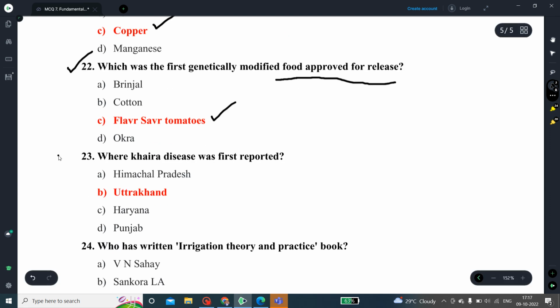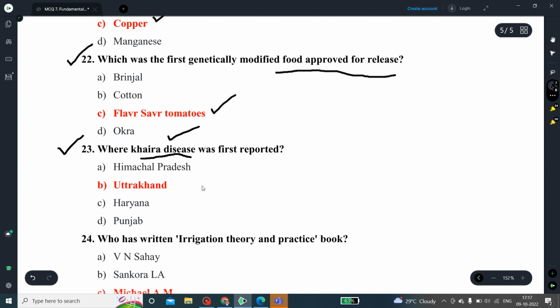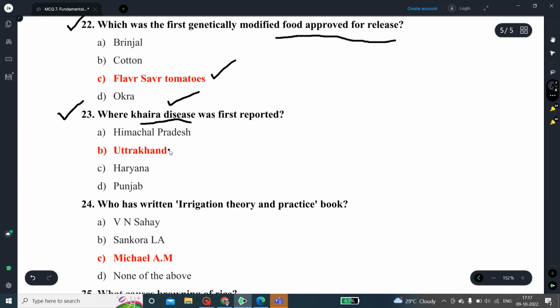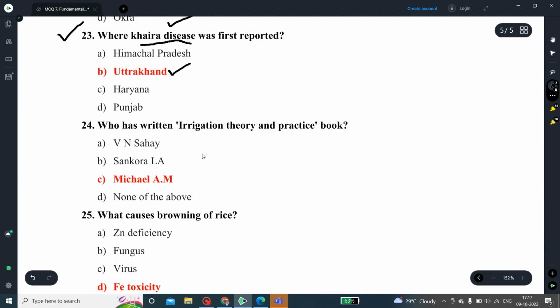And the 23rd question, where was Khaira disease first reported? Khaira is nothing but the physiological disease caused by zinc deficiency in rice, and this Khaira disease was first reported in Uttarakhand state. That is the correct answer.